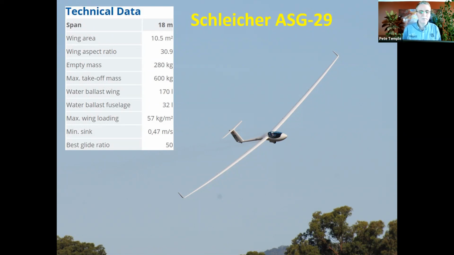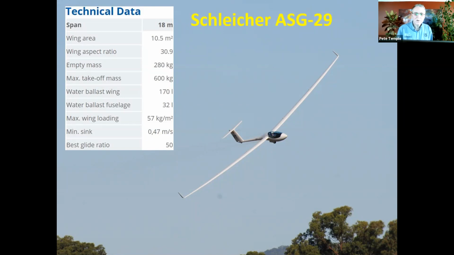wing loadings. So from a designer's point of view, they need to firstly have the structures designed because they're very long, thin wings, and they're pretty heavy when you fill it up with water ballast. So they need to be very strong. So they're using carbon, Kevlar, those sorts of materials in the wings, and various composite structures.